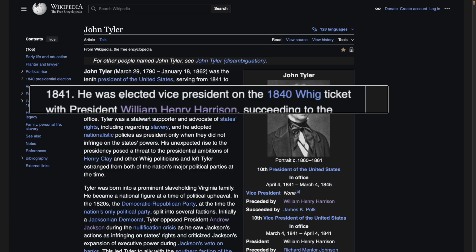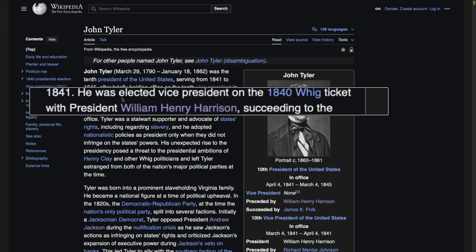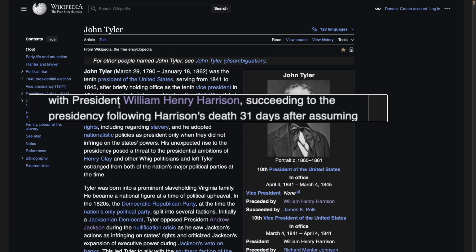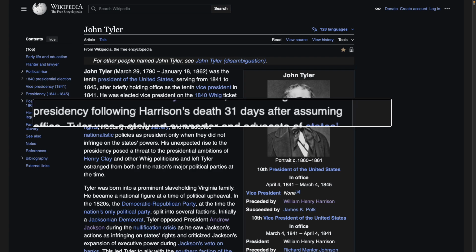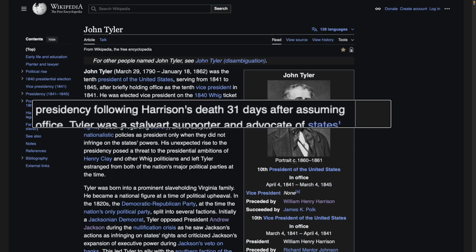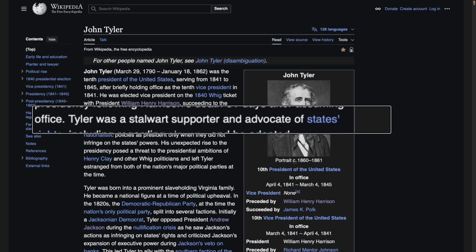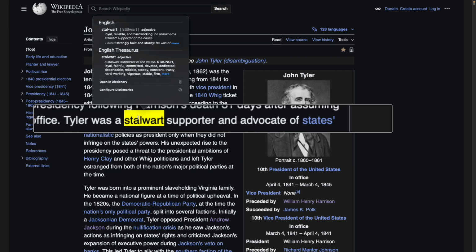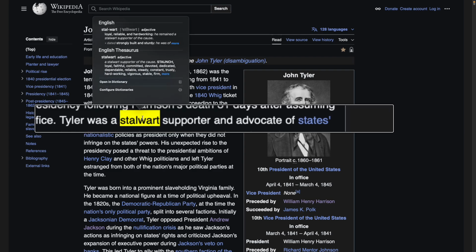Tyler is on the ticket, with President William Henry Harrison, and Tyler succeeded to the presidency following Harrison's death 31 days after assuming office. So basically a month. Harrison served for 1 month. Tyler was a stalwart supporter. What does that mean, stalwart? Loyal, reliable, hardworking.